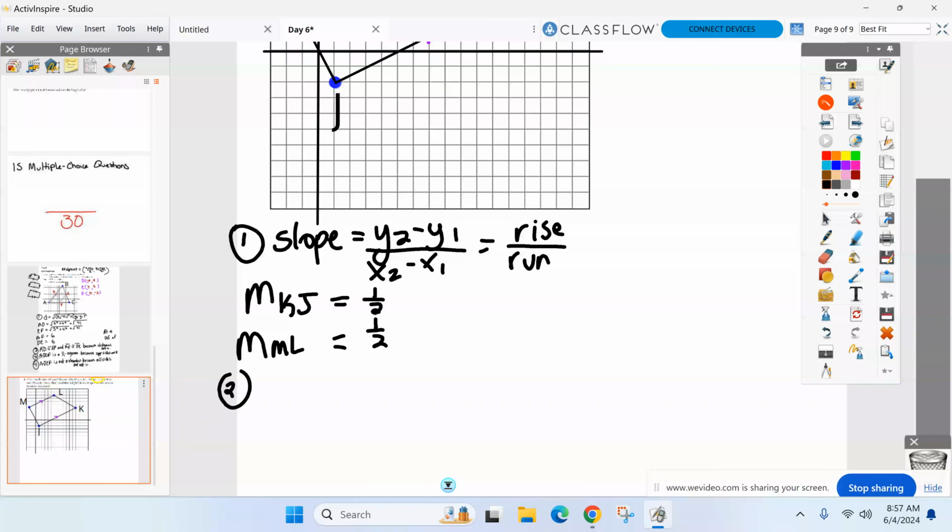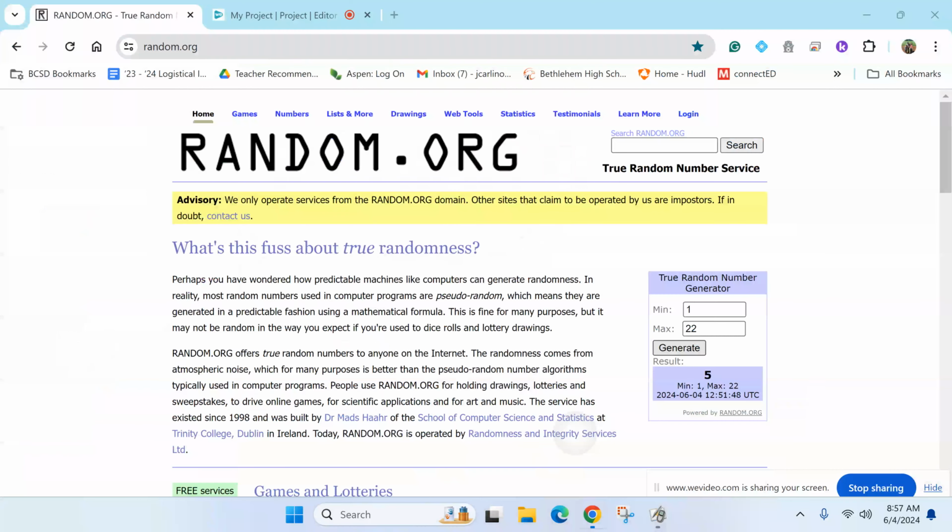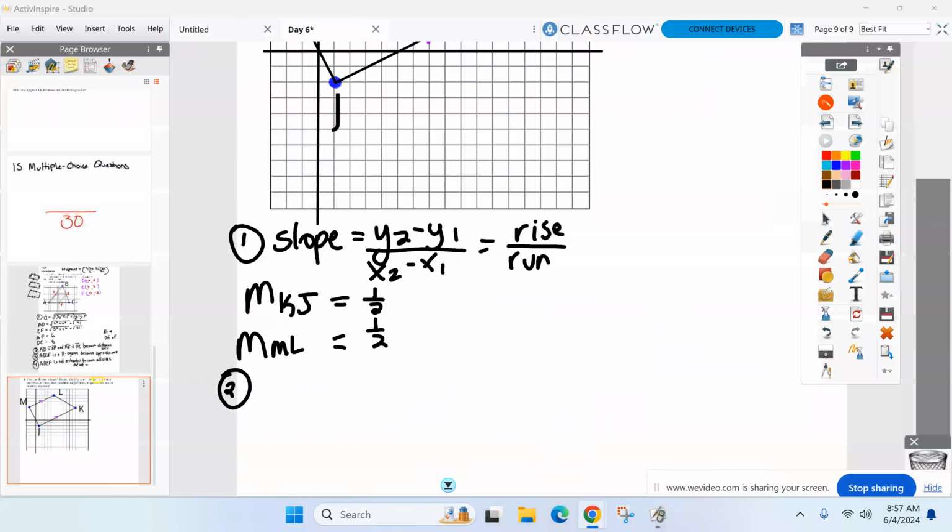It's not a trapezoid, and you didn't learn that yet. What did you just learn by the work above? There's a reason you did it that way. What did we just learn from the work above there? Cormac? ML is parallel to KJ. Why, Cormac? Because their slopes are equal. Yep.